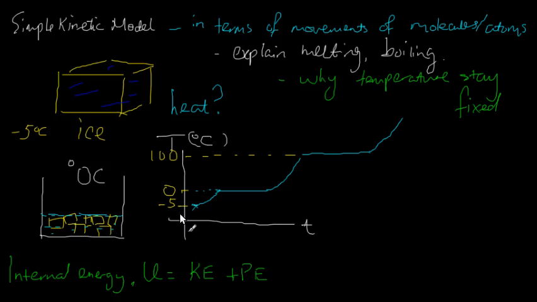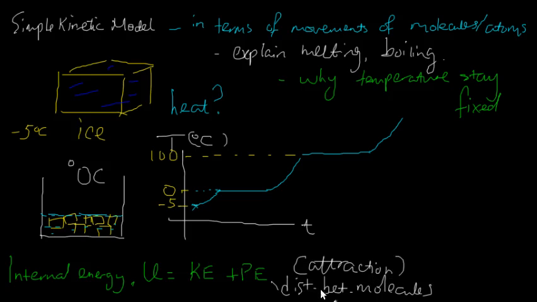Now, when ice turns into water, during this melting phase, what happens to the kinetic energy and potential energy? Well, the potential energy depends on the distance between molecules, because it's about attraction. If the distance is bigger, there's less attraction. It's like gravity. And kinetic energy depends on velocity. It's half mv squared. Since m doesn't change, it depends on velocity, whereas potential energy depends on distance.